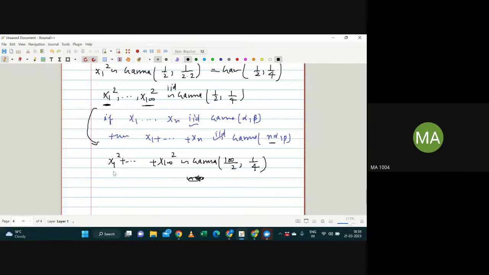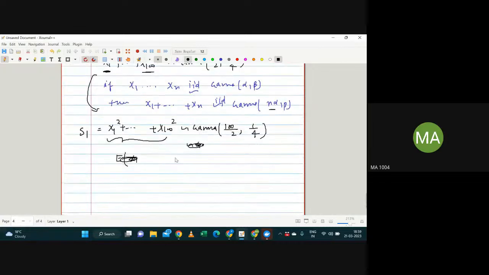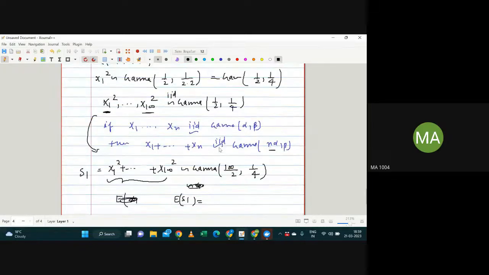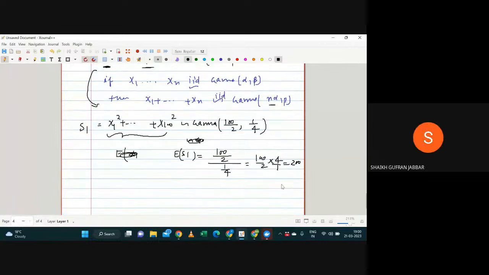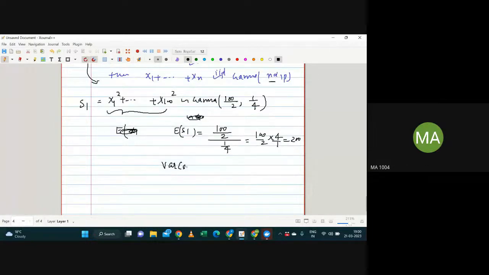So what we have to do? What is the expected value of these things? Alpha by beta. Let's consider it as S1. What will be the expected value of S1? Alpha by beta. Alpha is 100 by 2, which is 50. Beta is 1 by 4. So it will be 100 by 2 into 4, which will be 200, right? Yes, sir.